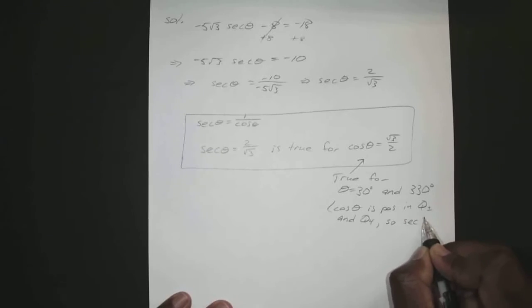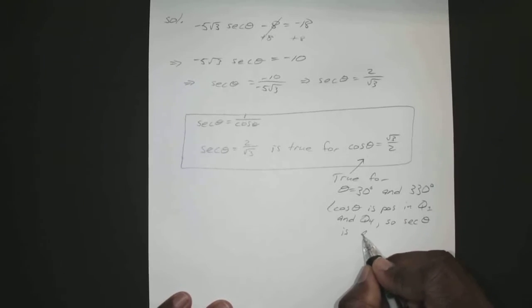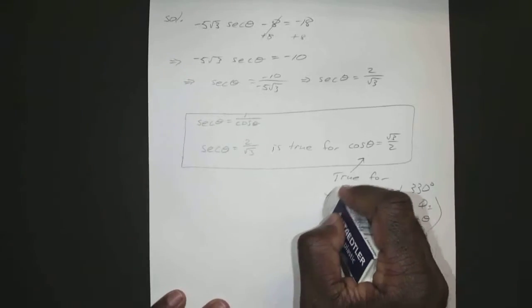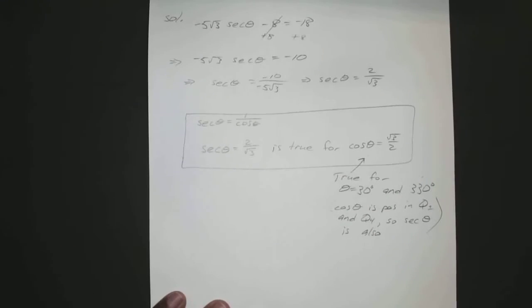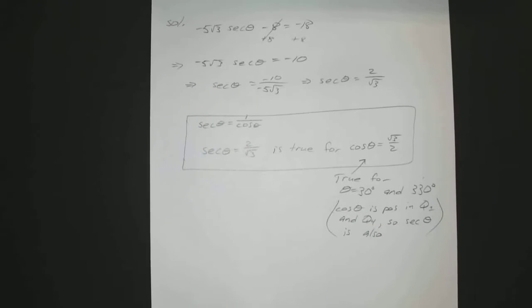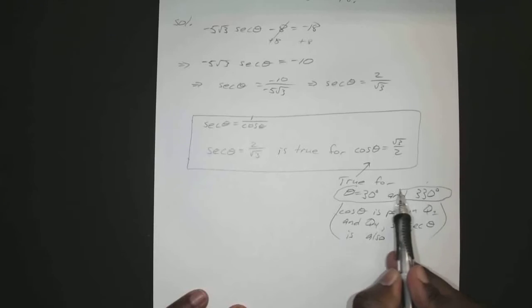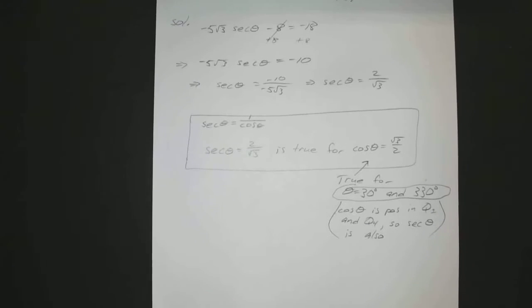So secant of theta is also. So really, this is all you would need. And once you convert it to cosine, you don't have to remember the secants. Just remember that one's the reciprocal of the other. All right, so any questions on that one?